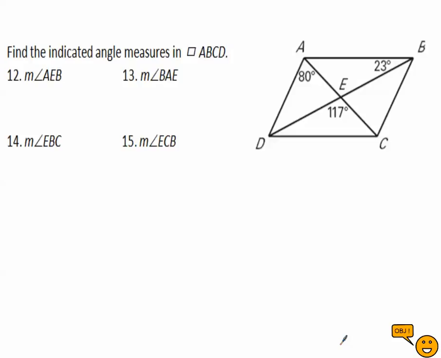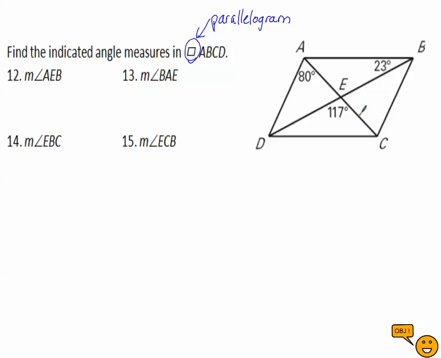Let's do some more examples with parallelograms. What does this say? Find the indicated angle measures in parallelogram ABCD. Yep, that's what that symbol means. That's a symbol that means parallelogram. So if we know it's a parallelogram, we know all of the properties of parallelograms hold for this figure.